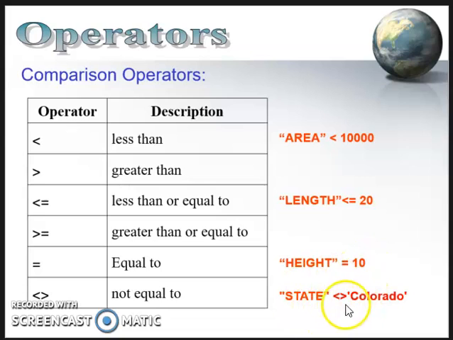I just want to talk about this really quick because we're going to touch on it in a couple of slides. With this not equal to symbol, you're basically telling the SQL that you're going to be selecting, in the field state, anything that is not equal to Colorado.